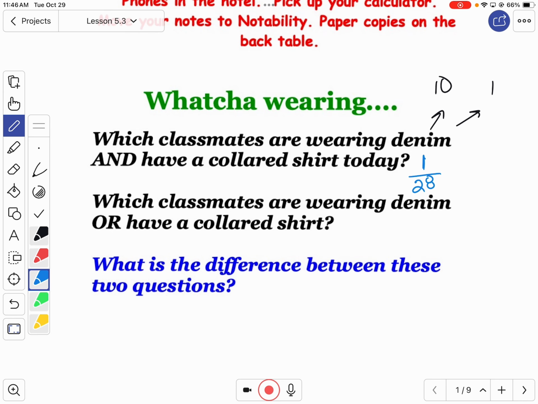Okay. And then this one's interesting. Who's wearing denim or has a collared shirt? Do you have to meet both requirements? No, you could be either or. So that would be 11 out of 28. And so here's the thing. What's the major difference between those two questions?